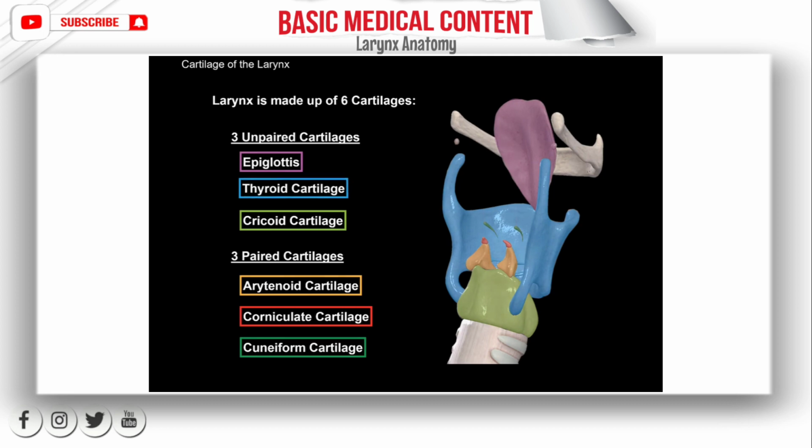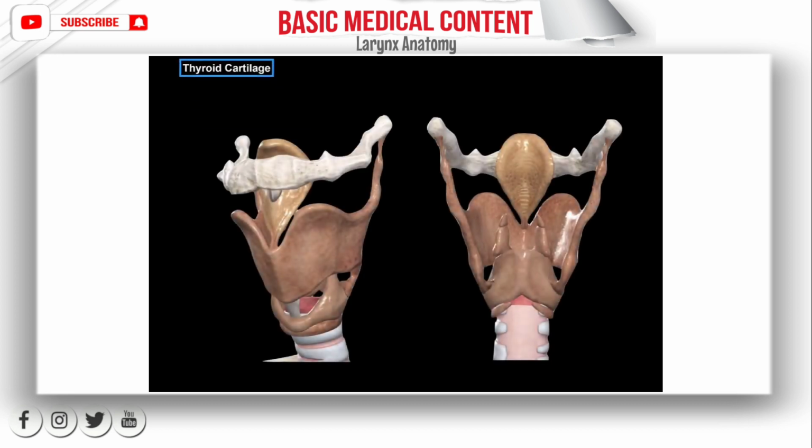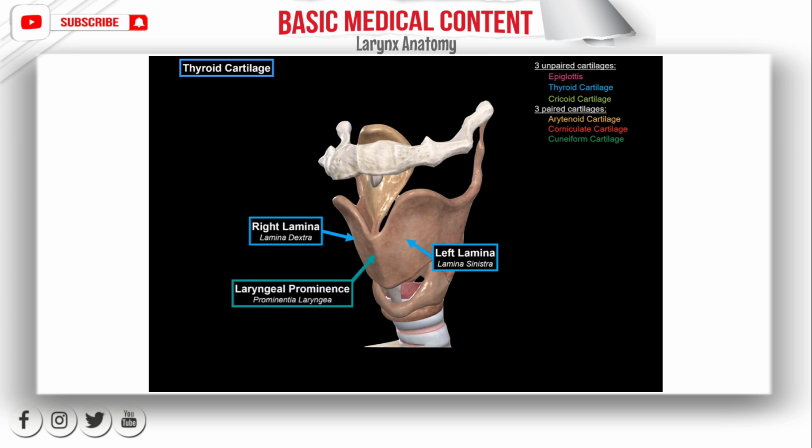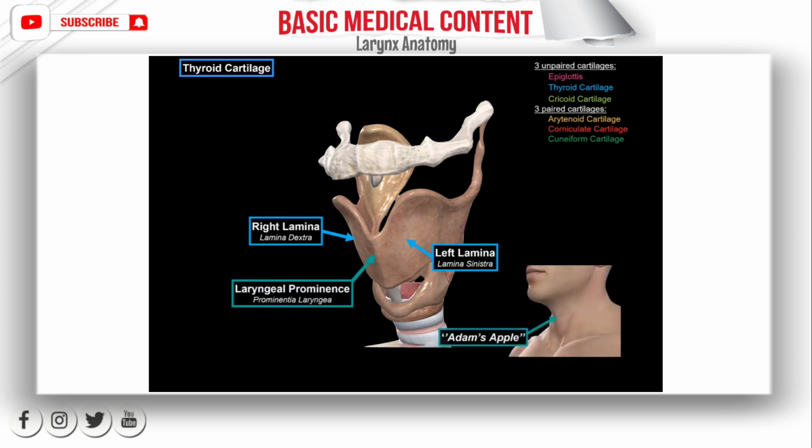And we will start with the thyroid cartilage. So again, here's an anterior view and a posterior view of the larynx. The thyroid cartilage is highlighted here in blue. And just to have an overview, let's go ahead and add the list of the cartilages we're about to cover. Now the thyroid cartilage is mainly made up of 2 plates or 2 laminas. There's a right lamina and there's a left lamina. These 2 meet in the middle and form the laryngeal prominence, which is also known as the Adam's apple.